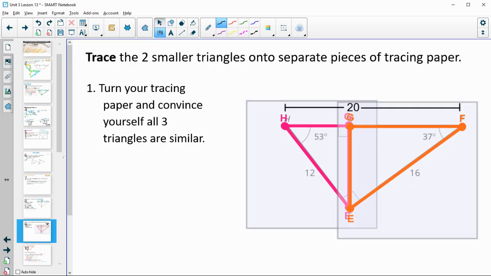So then let's take a look here. Here's where the tracing paper comes in. If you have tracing paper, certainly pause the video, get your two different triangles traced so you can do it with me.